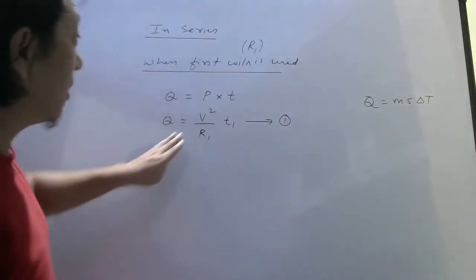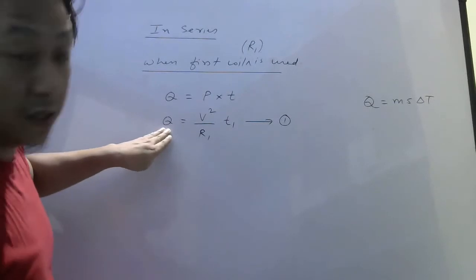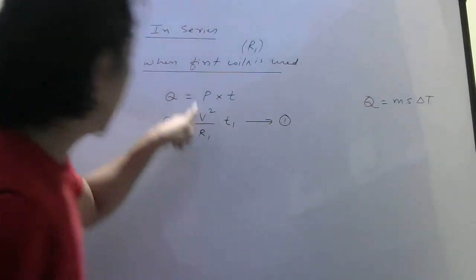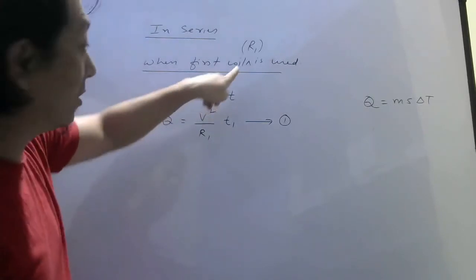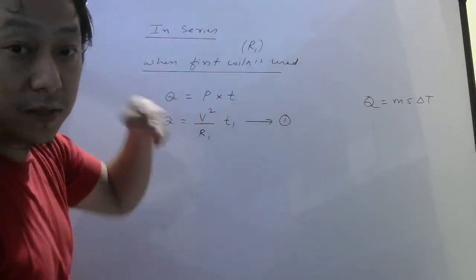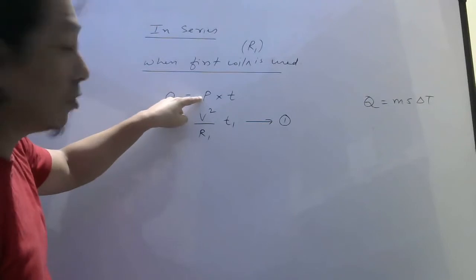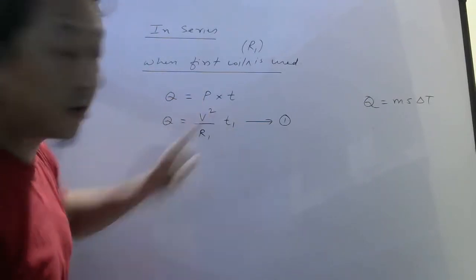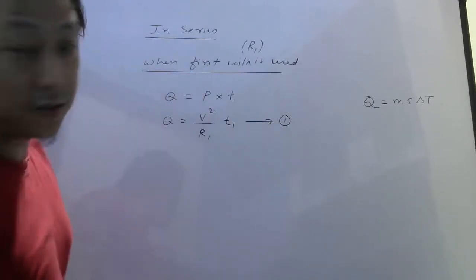Okay, so this is the heat which is needed to boil the water, which comes from the power consumed by the resistor. And when there is a voltage applied, the power consumed is voltage square by resistance, and time taken is T1. This is when the first coil is used.